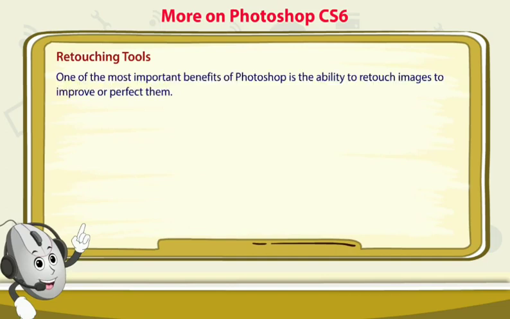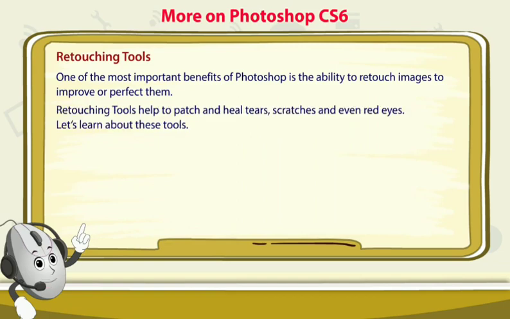Retouching tool. One of the most important benefits of Photoshop is the ability to retouch images to improve or perfect them. Retouching tool helps to patch, heal tears, scratches, even red eyes. It means whatever marks or scratches or dark spots or red light are on the photo, it removes all of them.